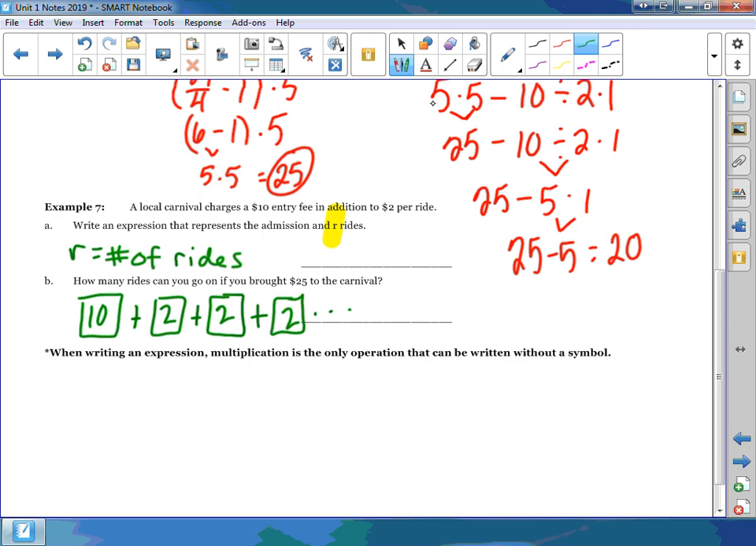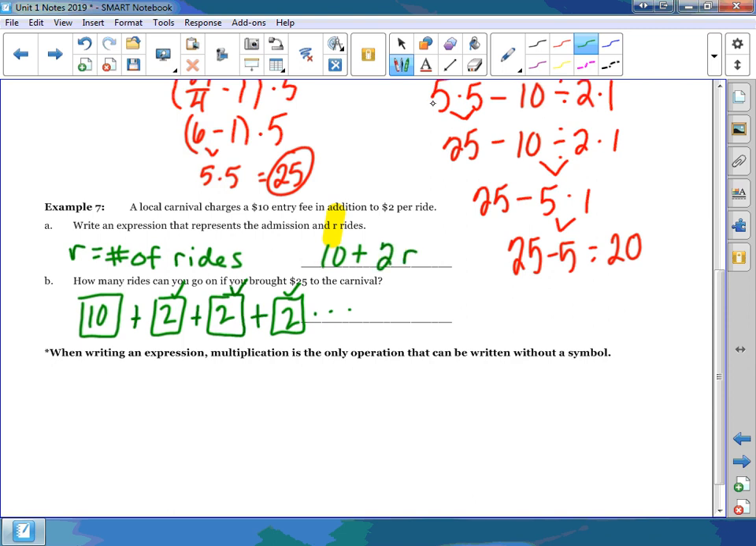Now, if you look at that, the number of rides would be the number of twos that you would accumulate going on and on and on. So that's your R. So the $10 just happened one time in this sequence, but we're also going to add on the number of rides that we had multiplied by the cost per ride. $2 per ride.